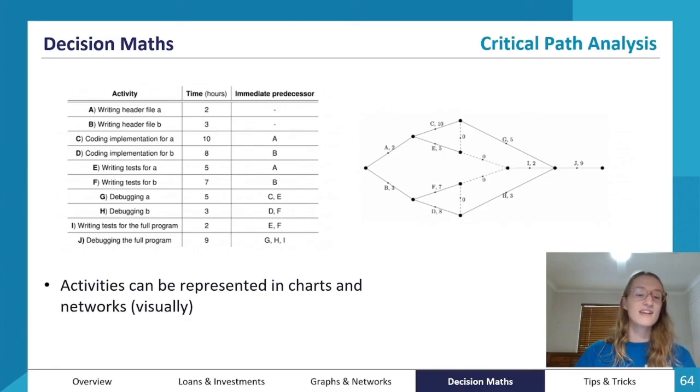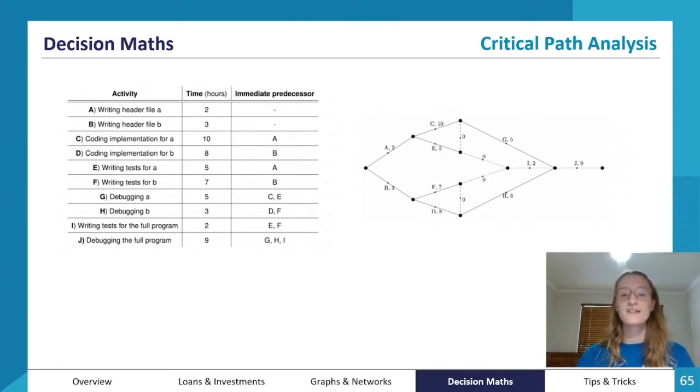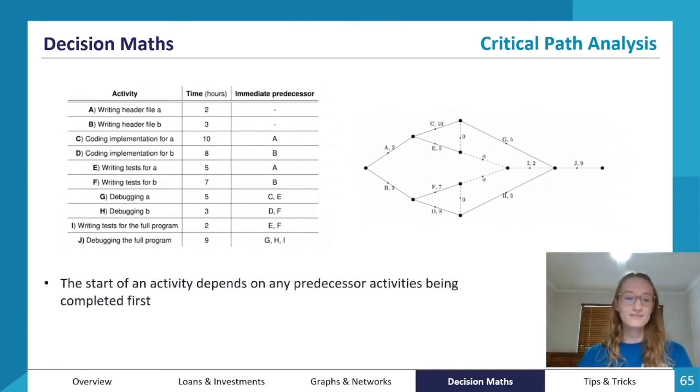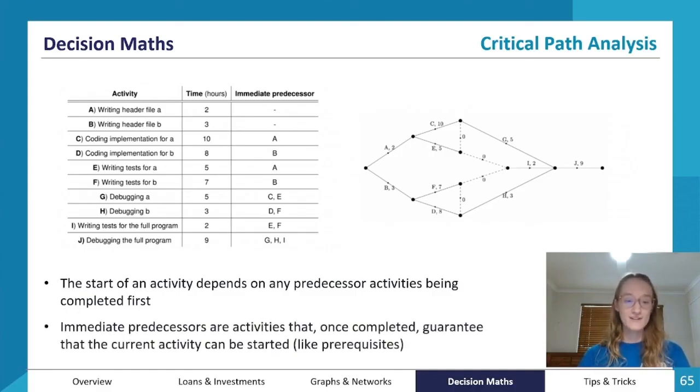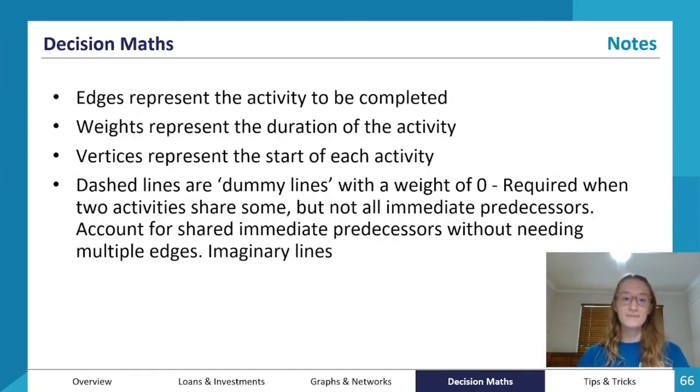And like I said, activities can be represented visually in networks, like what we have here. Oh, and I've already covered this as well. So the start of an activity depends on any predecessor activities being completed first. So immediate predecessors are activities that once completed guarantee that the current activity can be started. So think of immediate predecessors like prerequisites. You have to do year 10 before you can do 11. You have to do grade 3 before you can do grade 4. You have to crack the eggs before you can stir them in. Think of it like that.